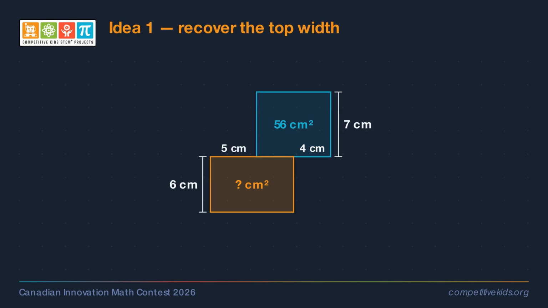Start with the top rectangle. We know the shared side rule from before. Area divided by side gives the other side. 56 divided by 7 equals 8, so the top rectangle is 8 centimeters wide.